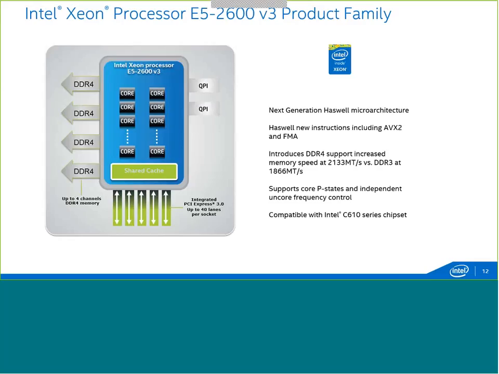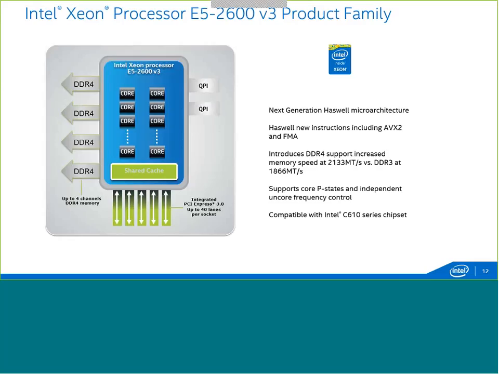Some of the new features is new instructions for AVX or floating point. Introduced a DDR4 as we talked about, but the speeds here on E5 are 2133. We have new support for core P states, independent uncore frequency control. So what that means is in the past you had to control all your cores relatively the same. They weren't independent, and now you can say, hey, I want this core to have its own unique power state on all the different cores you can control, and each one can be uniquely frequency controlled on each core. And that gives you a lot of flexibility when it comes to virtualization.